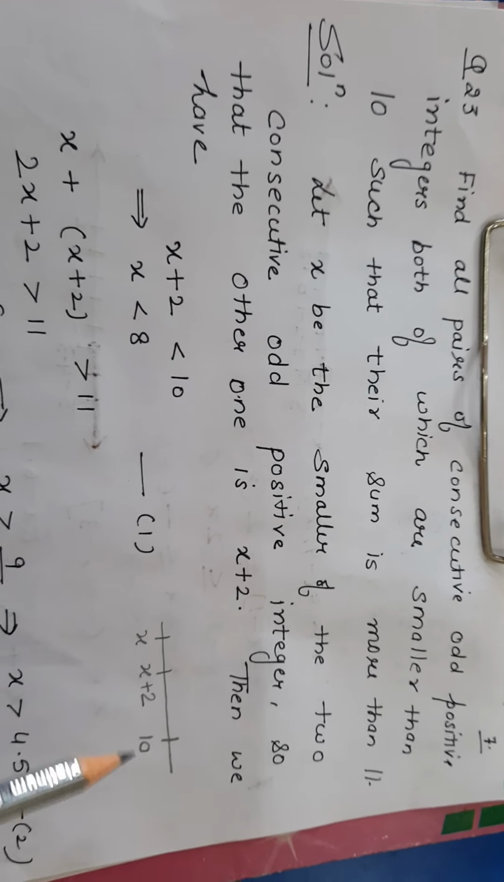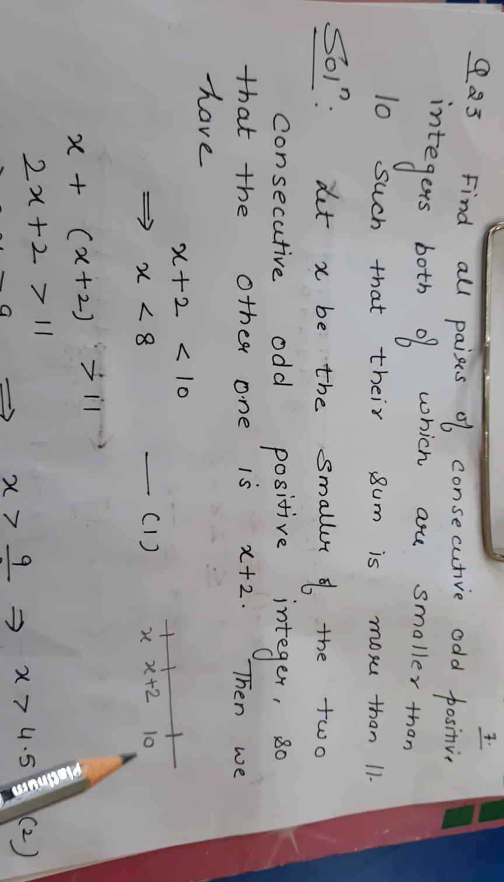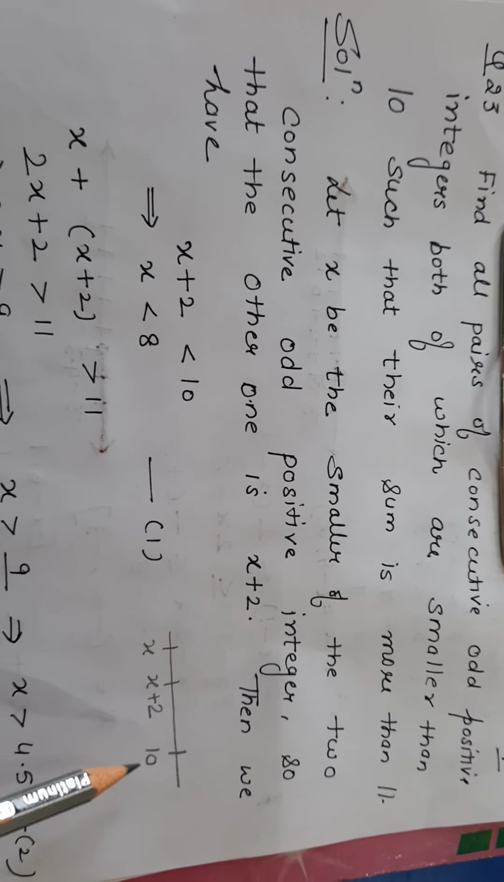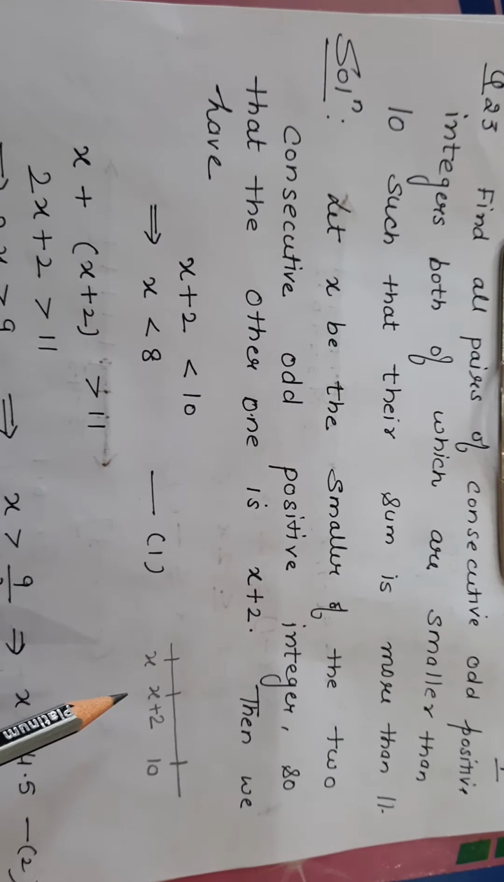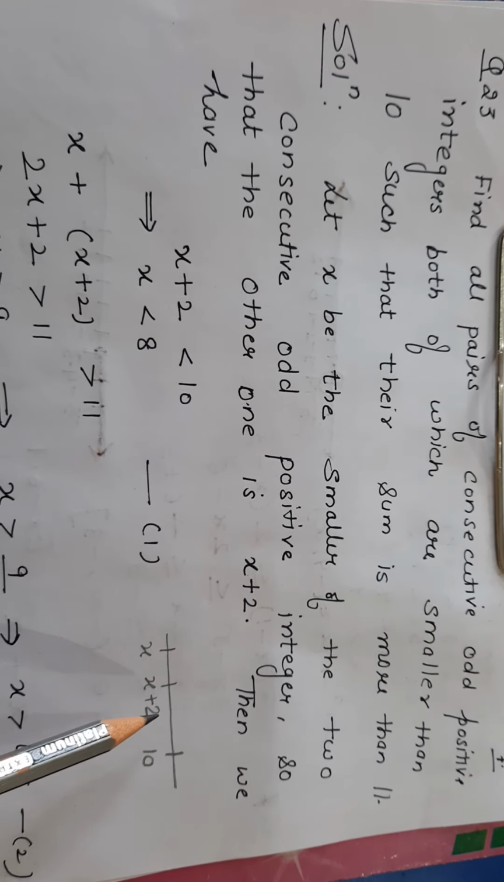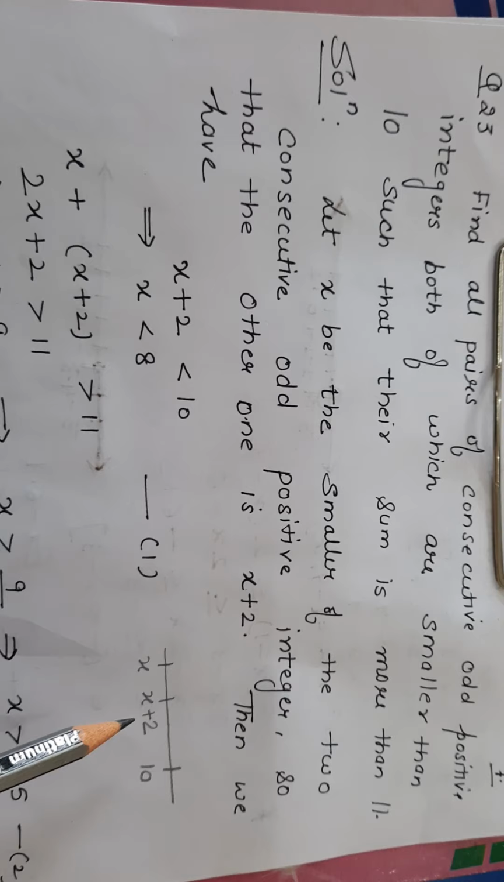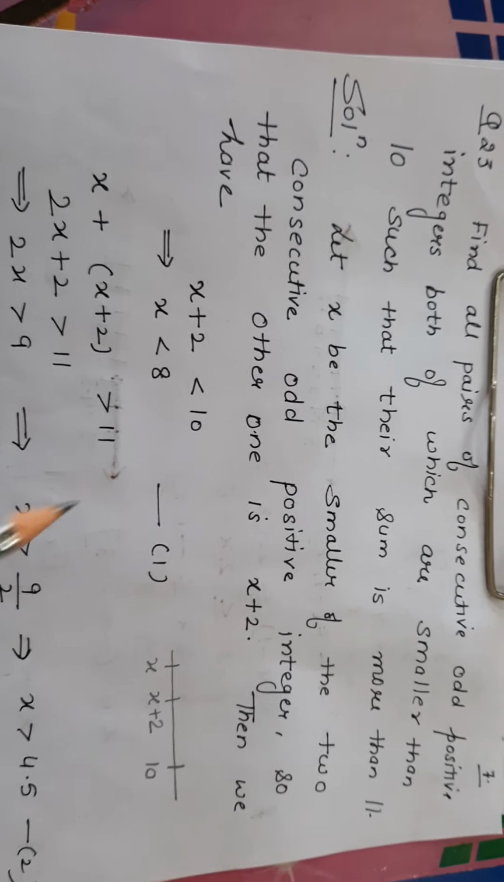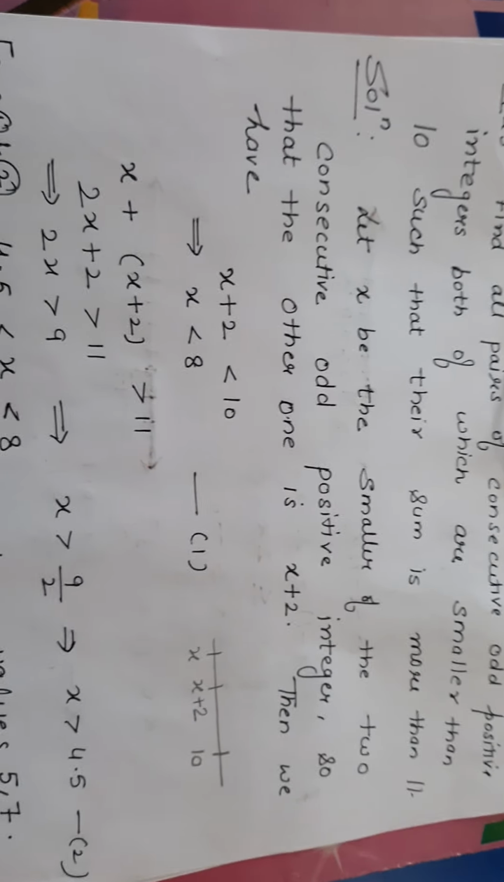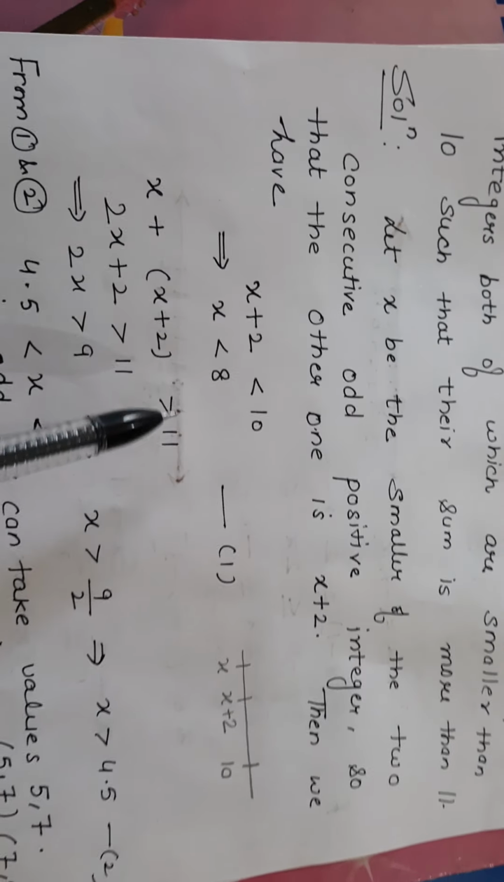Now from the number line, you can look carefully. If this x plus 2 is less than 10, then automatically this x will be less than 10. So that means it is important to have the condition on x plus 2. So here I have written x plus 2 is less than 10. On solving, you are going to have x is less than 8, right?